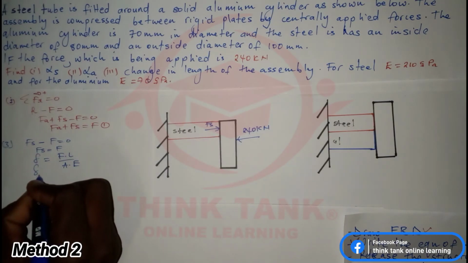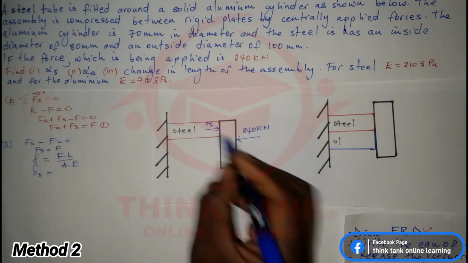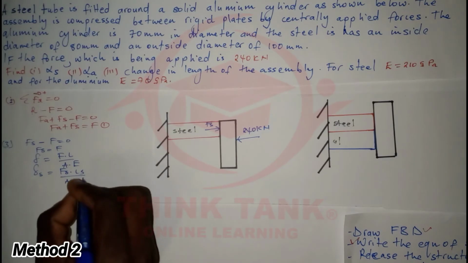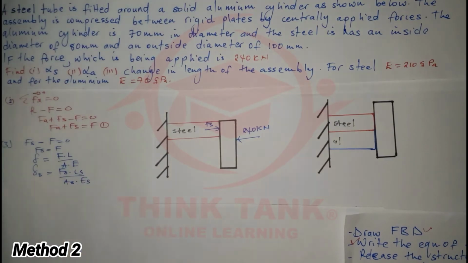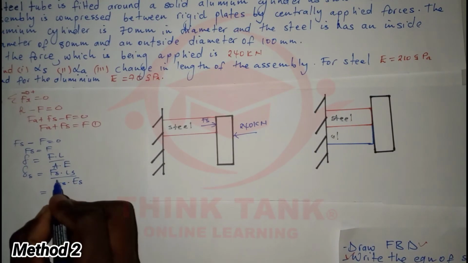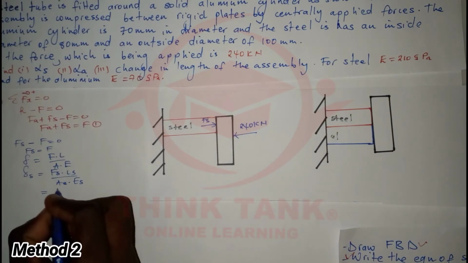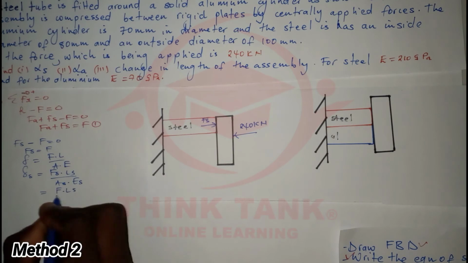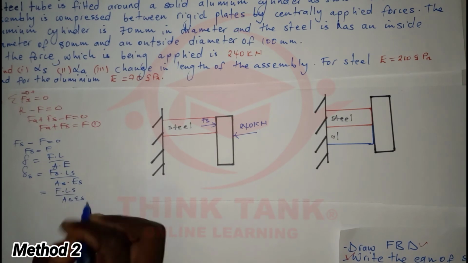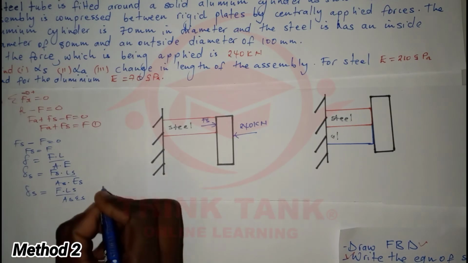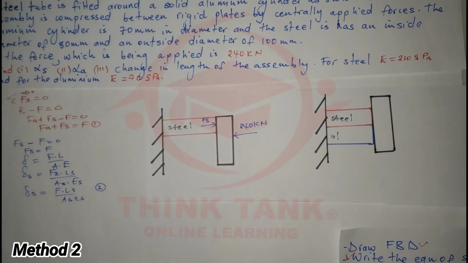The displacement of the steel is going to be the force in the steel, which is Fs, times the length of the steel, divided by the cross-sectional area of the steel times the Young modulus of the steel. Since Fs is equal to F, you can just write this as F Ls over As Es, where S is just the subscript for the steel. I'm going to write this as equation number 2.